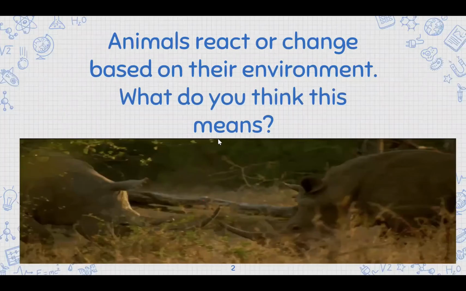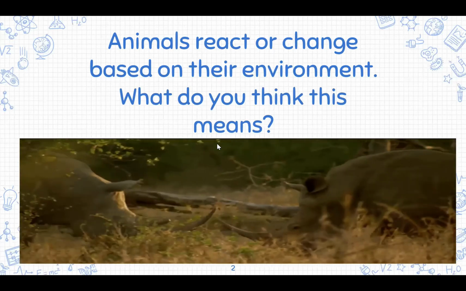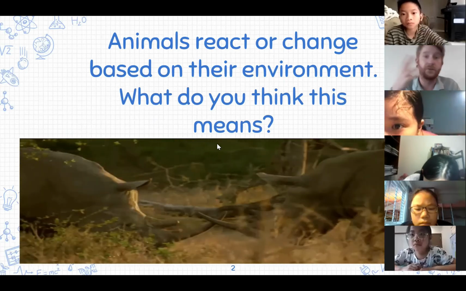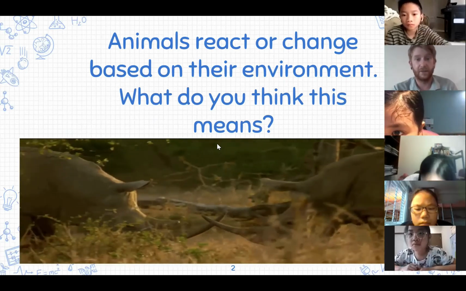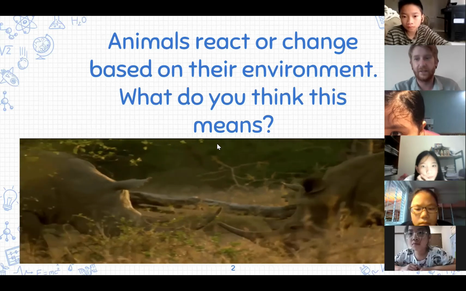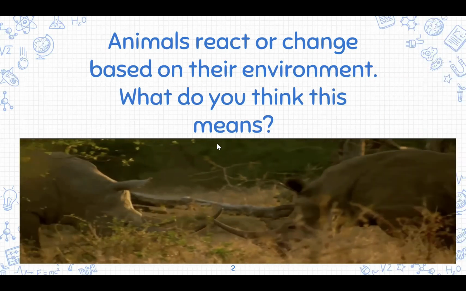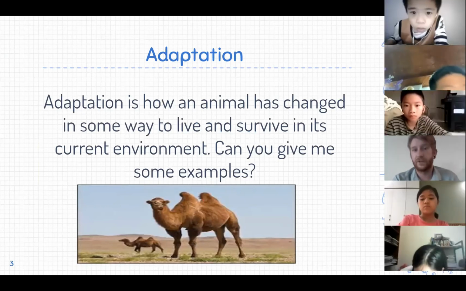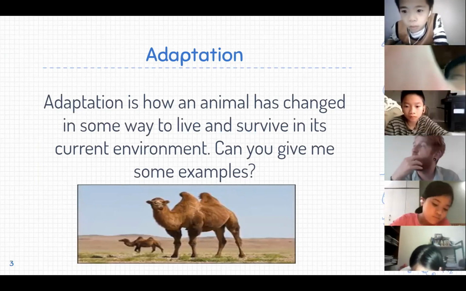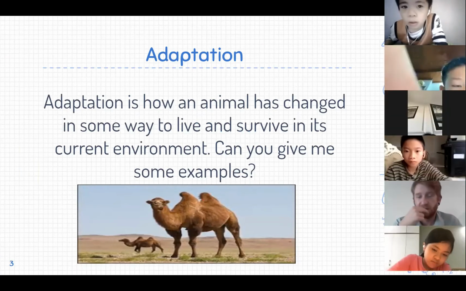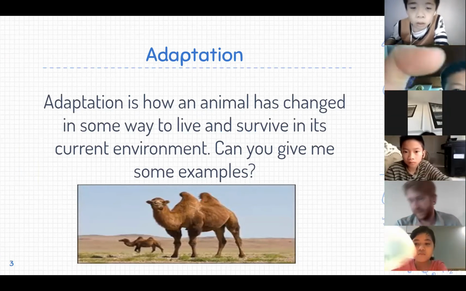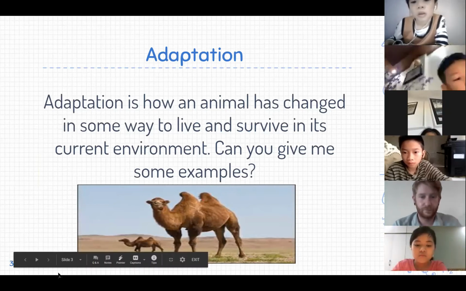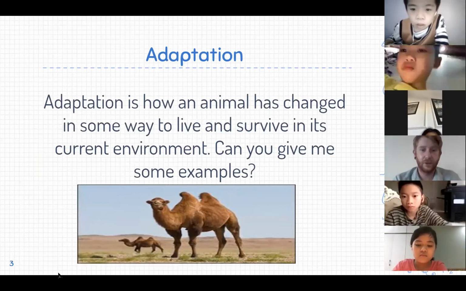So this idea, animals react or change based on their environment. So the way they look, what they do, changes because of where they live. Let's take that idea again. Have a look at the camel. Why does a camel have humps? Because the humps of the camel store fat and water for it to move along long distances. Yeah, cool, good job.